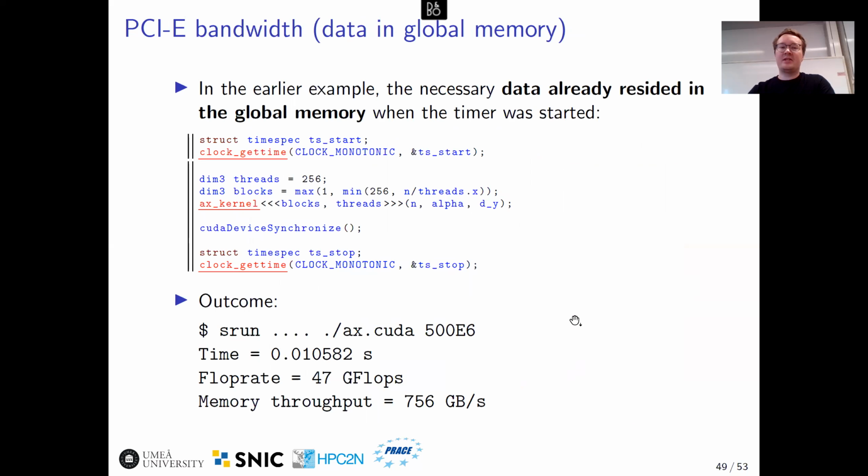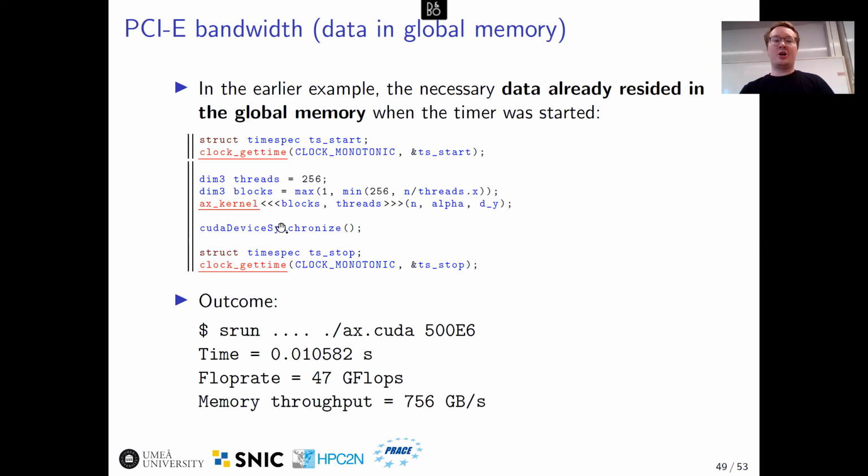Then the last topic to mention is the PCIe bandwidth that I have been completely ignoring at this point. So in the earlier codes where I had this AX kernel being executed, what I did was that I started the timer just before I launched the kernel. Then I waited for the threads to finish with the CUDA device synchronize. After that, I stopped the timer. And in this way, I got 47 gigaflops of computing power, and I got the memory bandwidth to 756 out of a theoretical 900.